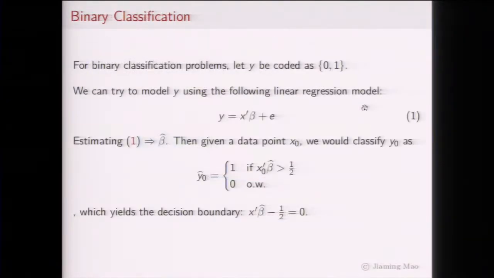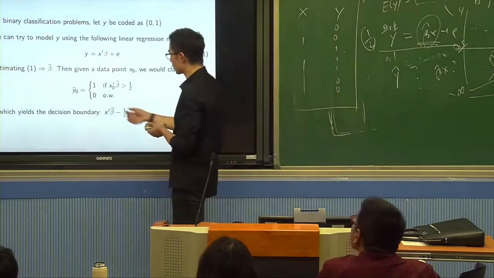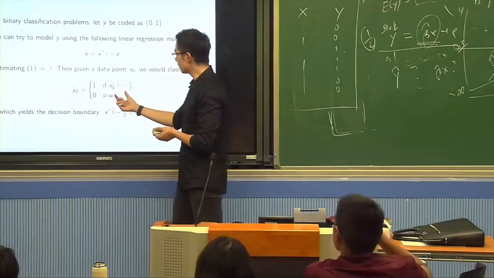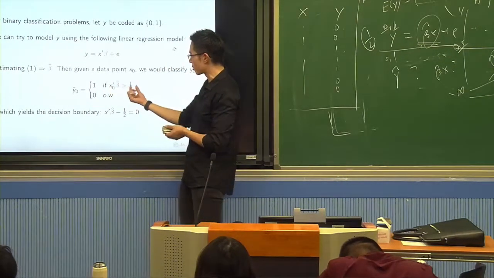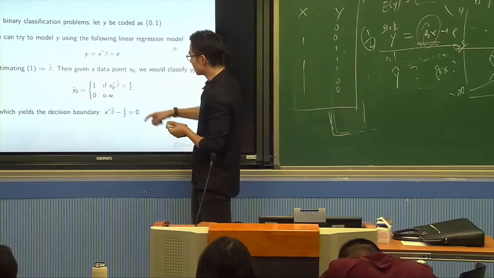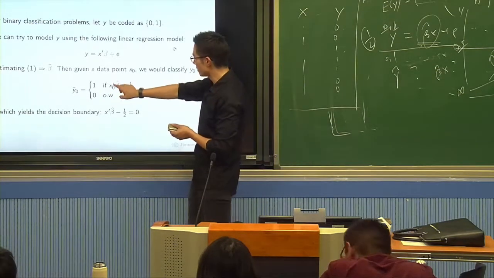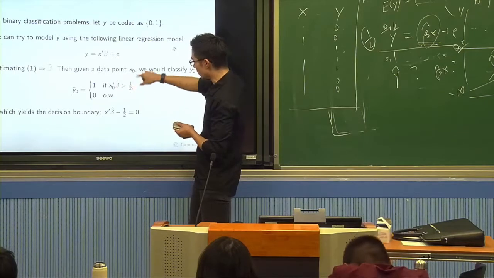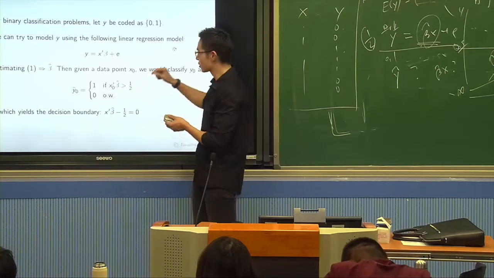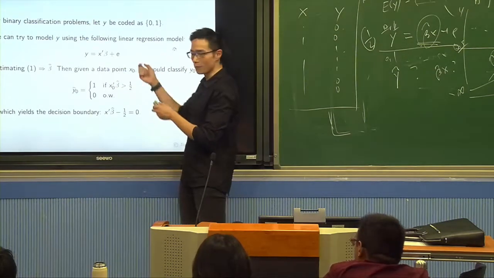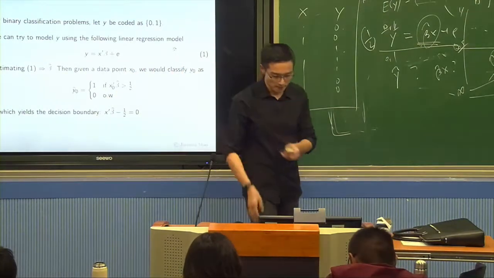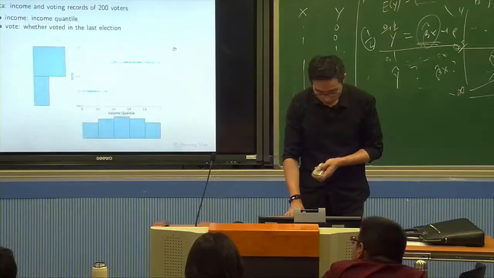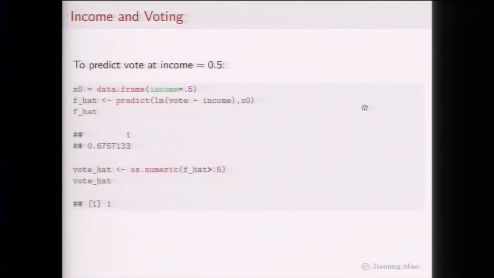Why is it a line? Very simple. If our rule is I'm going to predict someone equal to 1 if the linear prediction is larger than 1/2, then essentially I'm going to predict every individual with x larger than 1/2 divided by this beta hat to be voting, and everyone below that to be not voting. So it's a linear cutoff, a straight cutoff. Okay, so is this approach good?